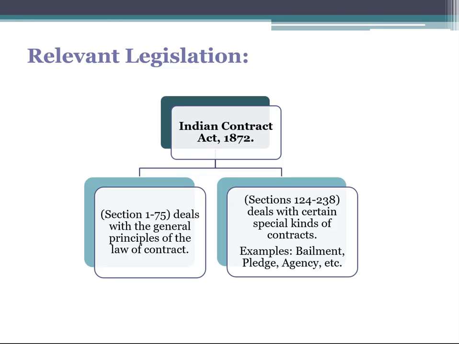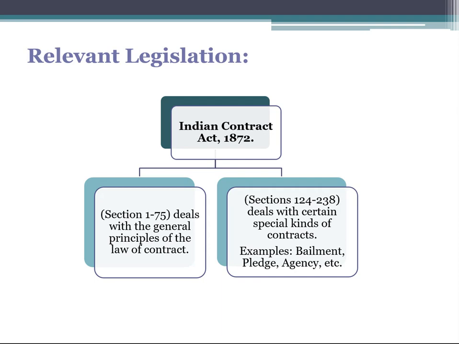So let us start with the relevant piece of legislation. As you can see, the relevant piece of legislation when we talk about contracts in India is the Indian Contract Act of 1872. Now, as it was passed in the year 1872, it is a colonial piece of legislation. The Indian Contract Act, as it stands today, can be broadly divided into two parts. The first part deals with the general principles of contracts. All the contracts in India, unless the parties decide otherwise, would apply these principles. Whereas sections 124 to 238 deal with certain specific kinds of contracts, such as bailment, pledge, and agency.